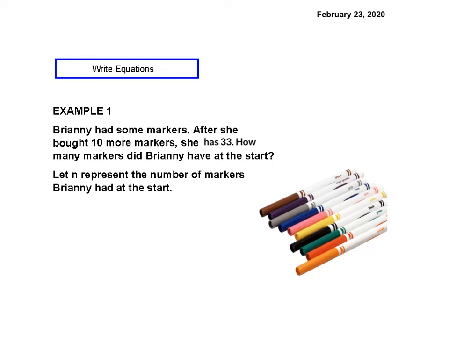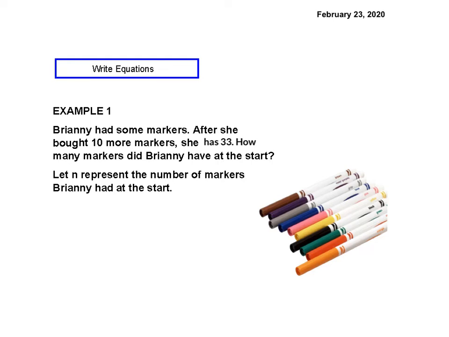Example 1. Brienne had some markers. After she bought 10 more markers, she has 33. How many markers did Brienne have at the start? Let n represent the number of markers Brienne had at the start.